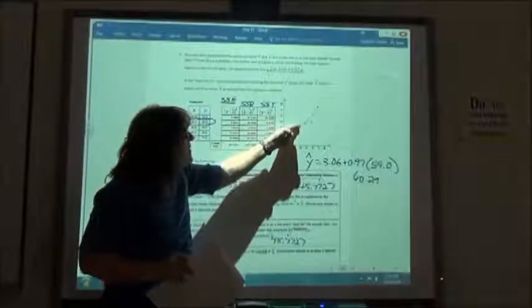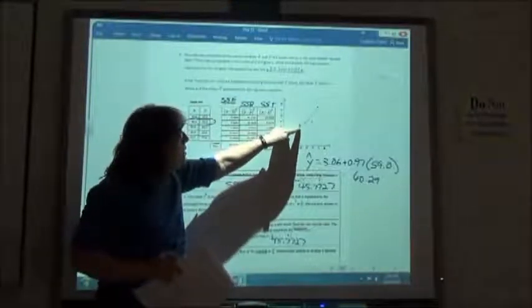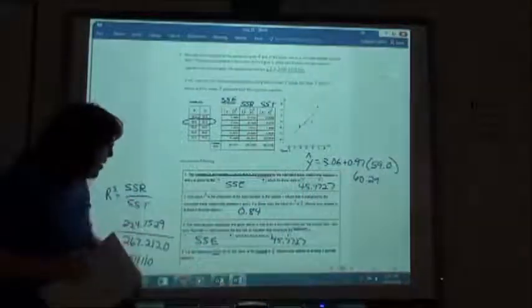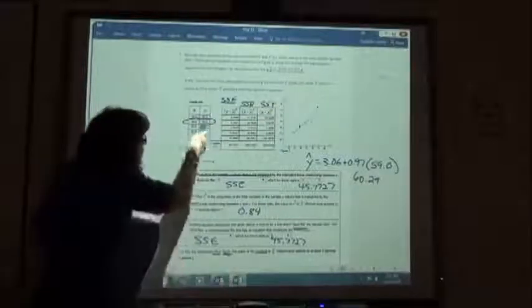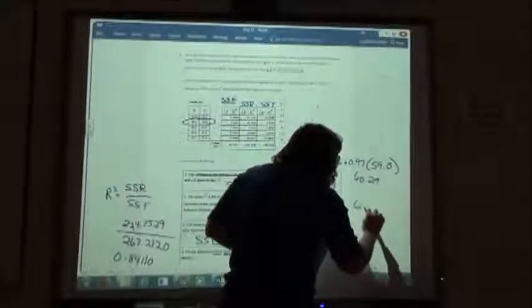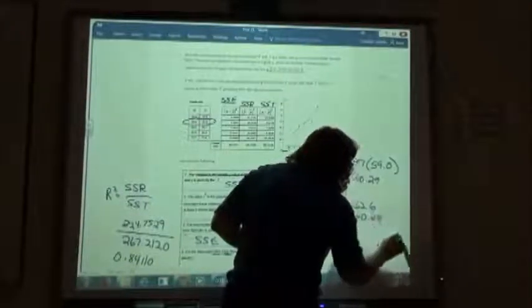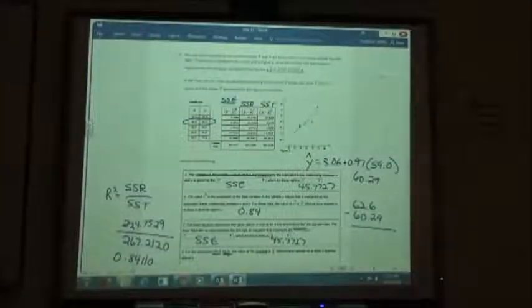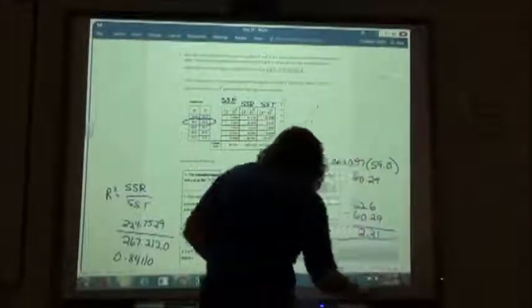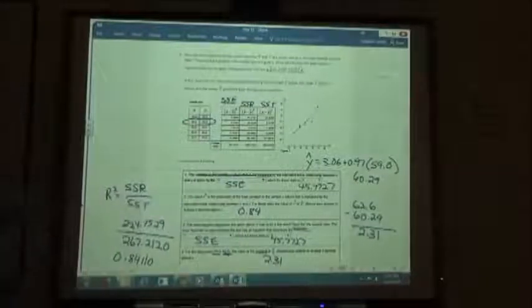Now we're trying to find the residual value between those 2 points, the point that was given and the point that's actually on the line. So on the point that was given, we were at 62.6. If I look right here or look in my table, I'm going to take my 62.6 and subtract my 60.29. If I take 62.6 and I subtract my 60.29, I get 2.31. So my residual value is 2.31.